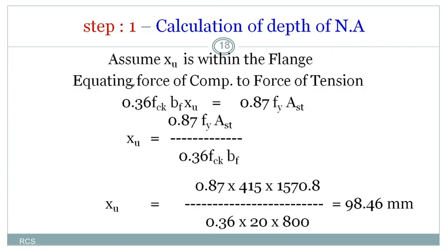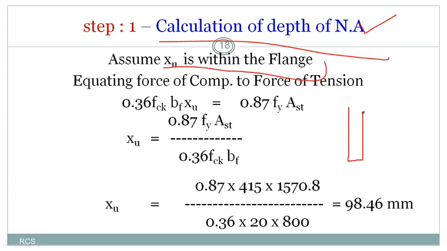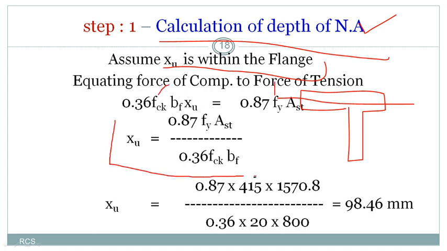So the first step is the calculation of the depth of neutral axis. How to calculate this depth of neutral axis? It is calculated by assuming your XU is within the flange. So we first assume our XU, the depth of neutral axis, falls in this flange region. For that, equate total compressive force to total tensile force. Then we get this formula: XU equals 0.87 Fy AST by 0.36 Fck B.